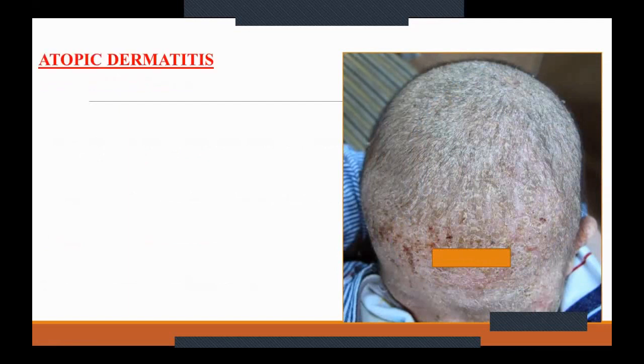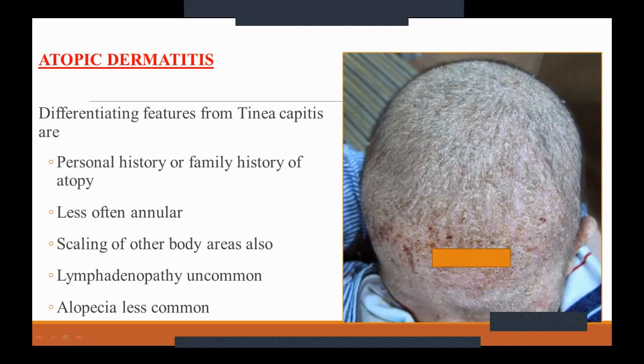So this is extensive scaling seen in atopic dermatitis. Though this type of scaling is uncommonly seen in clinical practice, other signs of atopic dermatitis like scaling on the other body parts, erythema, intense itching, or signs of atopy or history of atopy like bronchial asthma or rhinitis might be there. And scaling is there, but there is no annular rash and there is no alopecia here.